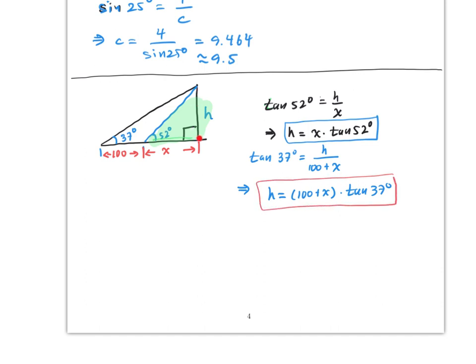Since h is the same for both triangles, that means that this and this have to be the same. So therefore, this means that x tangent of 52 degrees is going to be equal to 100 times tangent of 37. I'm going to distribute this, plus x times tangent of 37 degrees. Now, the only reason why I distribute is because you have x here and you have x there.